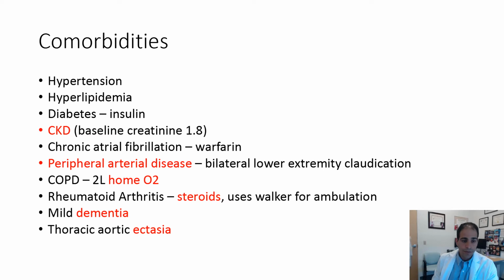Notable comorbidities were his chronic kidney disease with an elevated creatinine of 1.8, need for warfarin post-procedure due to his history of atrial fibrillation, peripheral arterial disease with claudication, the need for home O2 due to his COPD, chronic steroid use due to his rheumatoid arthritis, mild dementia, and thoracic ectasia.